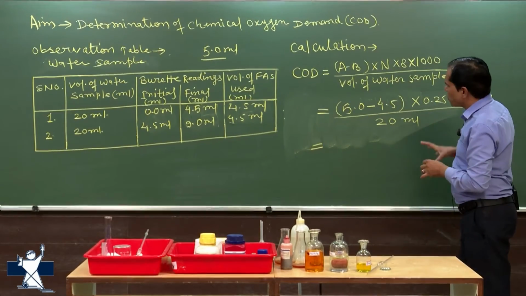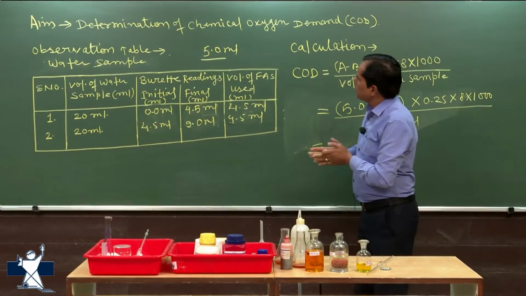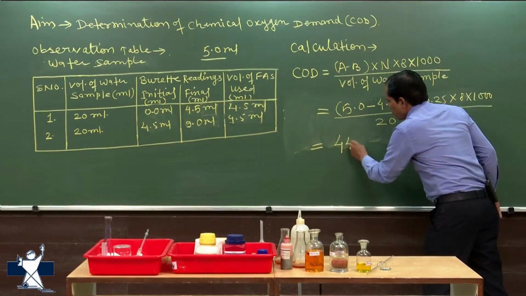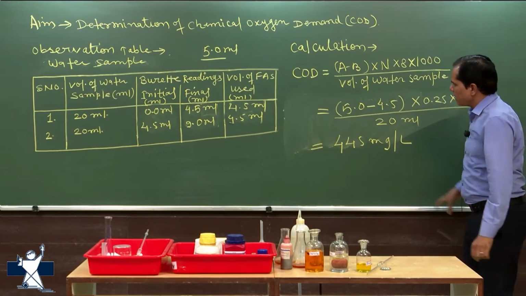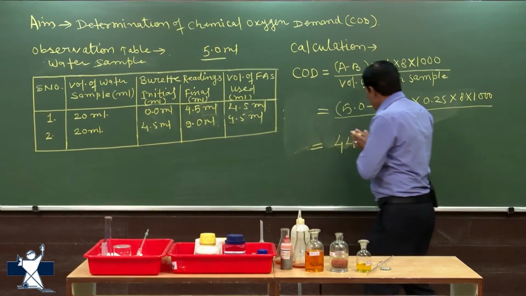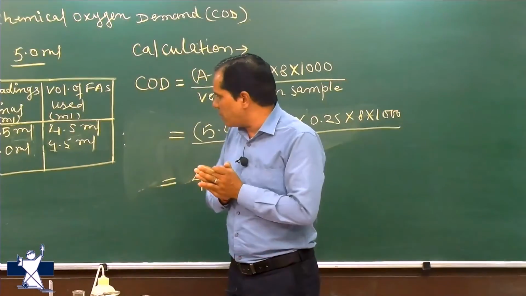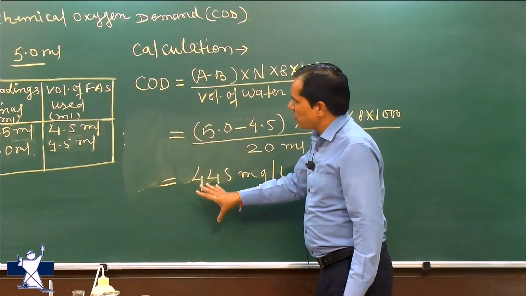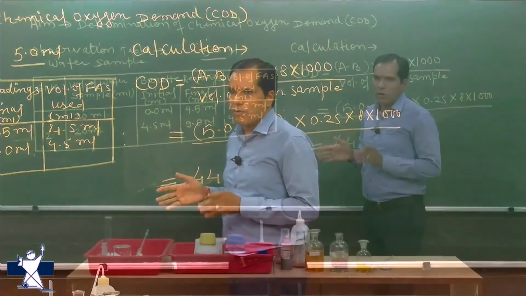The final solution of this experiment, or the amount of chemical oxygen demand in the water sample, is 445 milligram per liter. Okay, this is the amount of oxygen which is required to oxidize organic pollutant in the water. The value of chemical oxygen demand in the wastewater is 445 milligram per liter, and this was the experiment for today. Thank you.